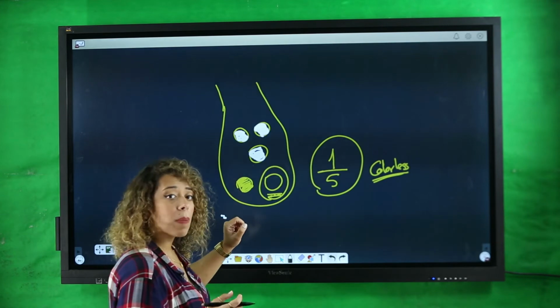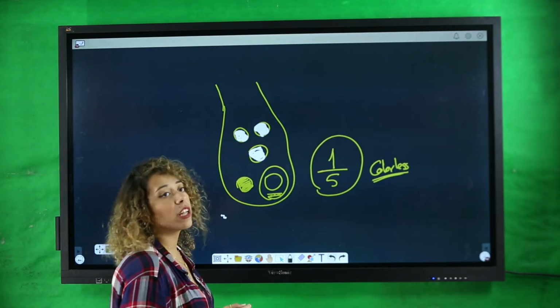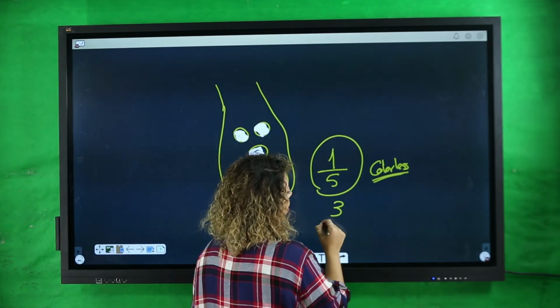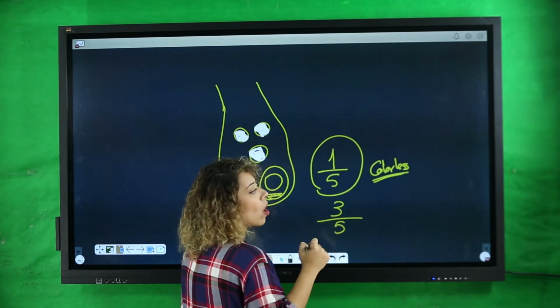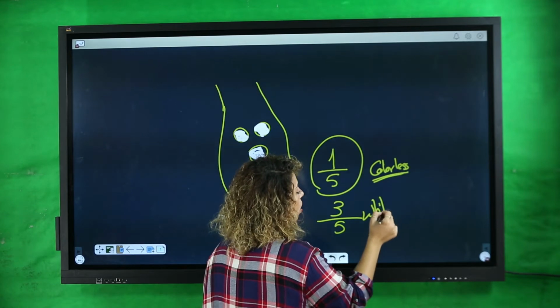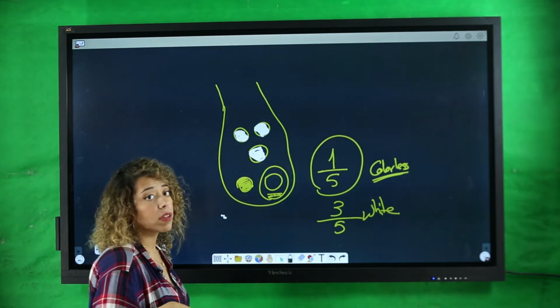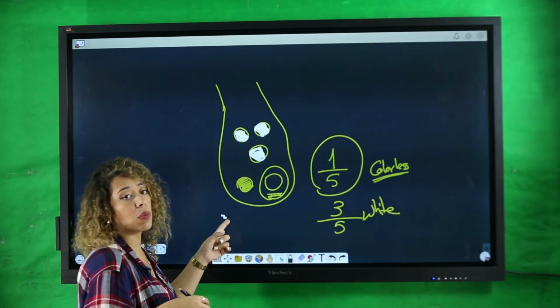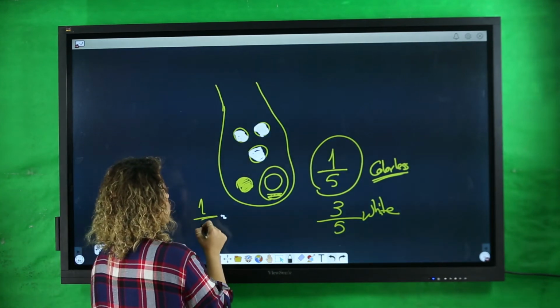What would be the probability of getting a white one? It would be 3 over 5 because I have 3 whites. So my probability of getting a white one would be 3 over 5. What's my probability of having a green one? It would be 1 over 5.